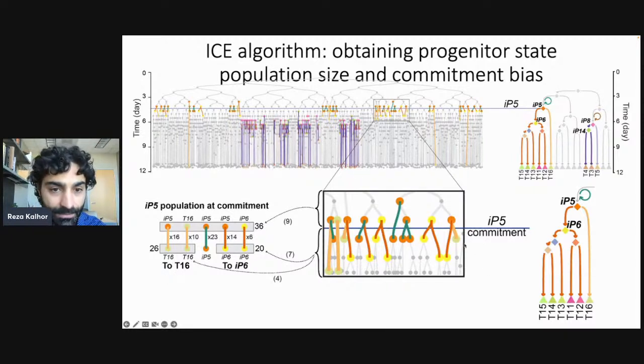And we can count them. For instance, 1, 2, 3, 4 are ending in T16, and 1, 2, 3, 4, 5, 6, 7 are ending in IP6. So this represents the commitment bias, as in 26 to 20, that was the preference of IP5 to become IP6 versus T16. And obviously, we get these numbers across the entire phylogenetic tree. And keep in mind that there are some branches that are not informative due to sampling or phylogenetic reconstruction error, which we will get into later.